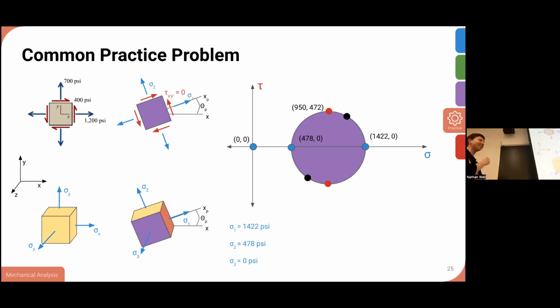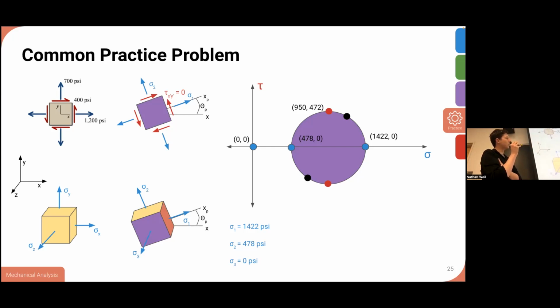For the purple face, you can look at this. We have sigma 1 and sigma 2 here. Those are our two normal stresses, and those are these 2 points, because there's no shear as we already defined. So that's this point and this point. And our third one is 0, and we know that's that point.